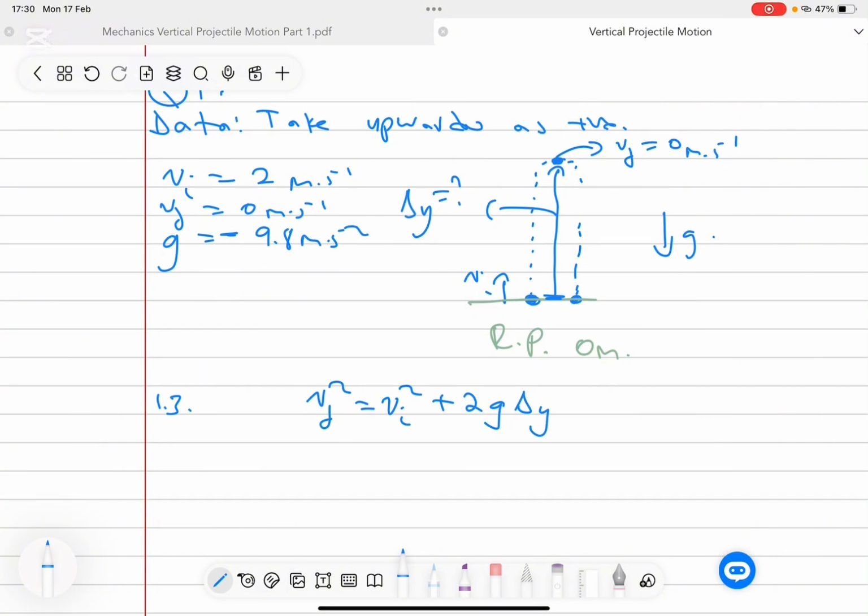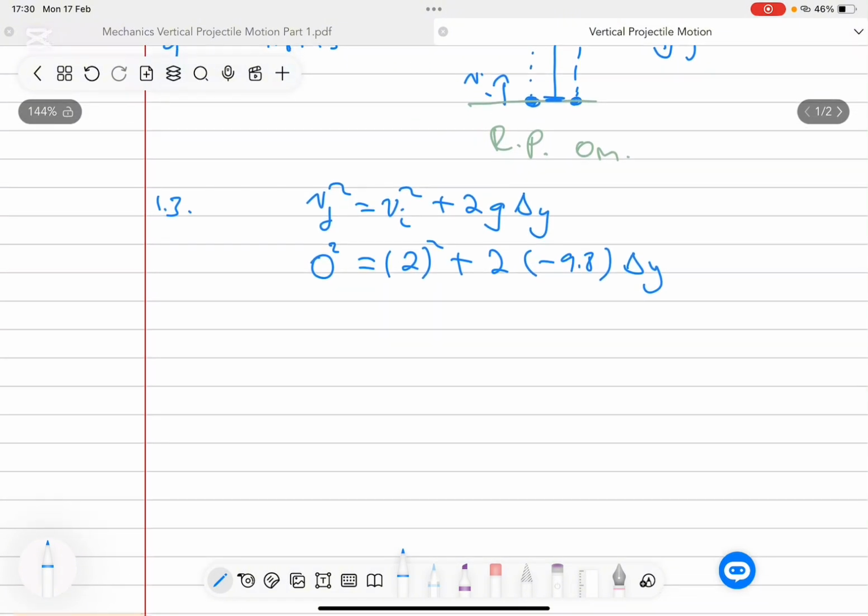Now from this point on, I'll substitute my given information: my final velocity at the maximum height is 0 squared, and my initial velocity is really 2 squared, plus twice the acceleration, which is going to be negative 9.8, because it's going down. We chose it as negative, and we are looking for the change in y.